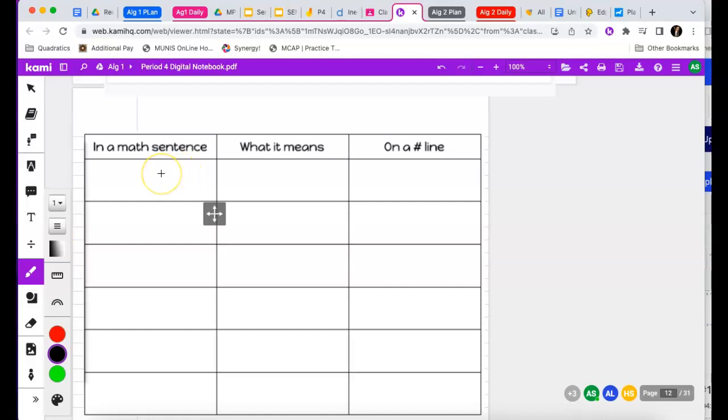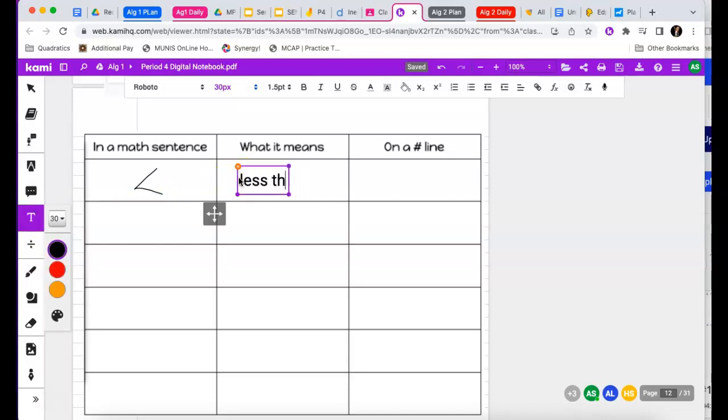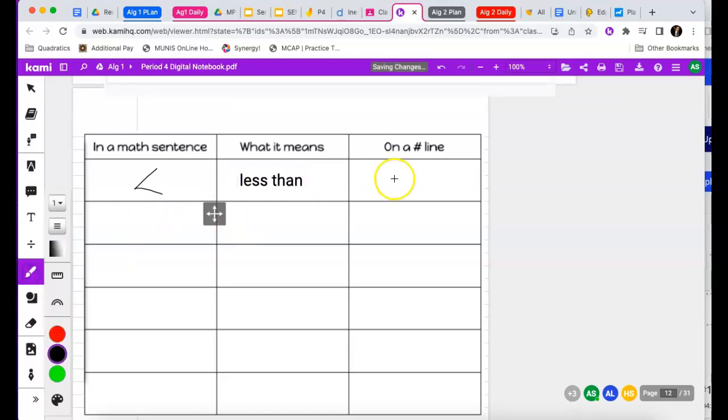So we're going to talk about the different inequality symbols first. So we have the less than symbol. If something is less than something else, it is smaller. And we can draw that on a number line. So if we say that this is the number 0, anything less than that would be to the left of 0. So the other way would be greater than.